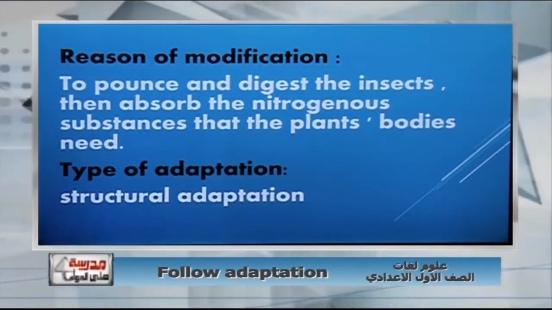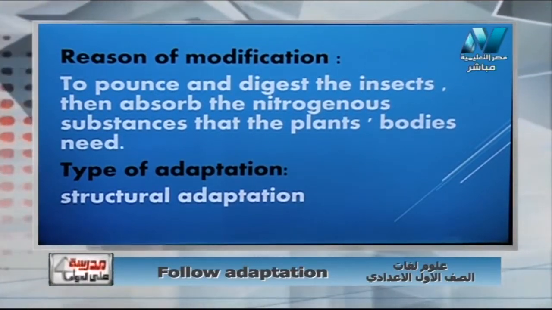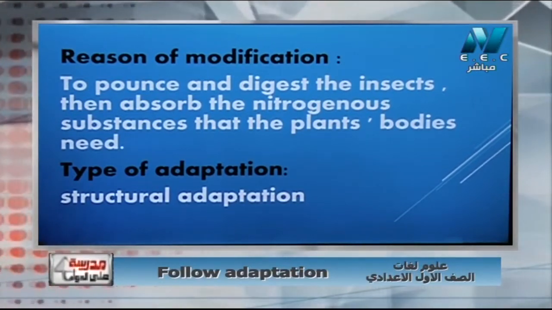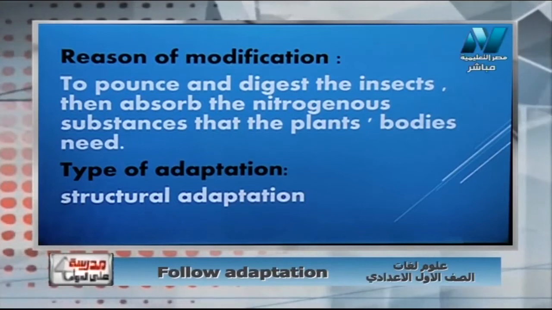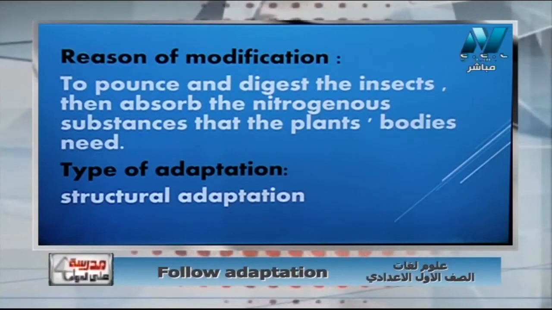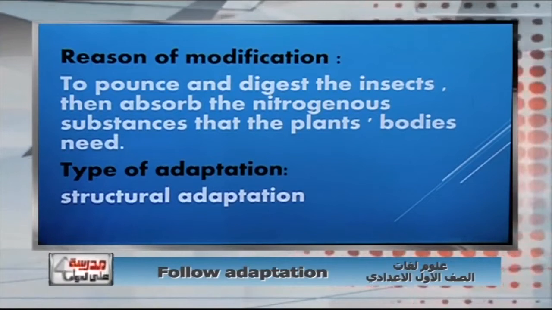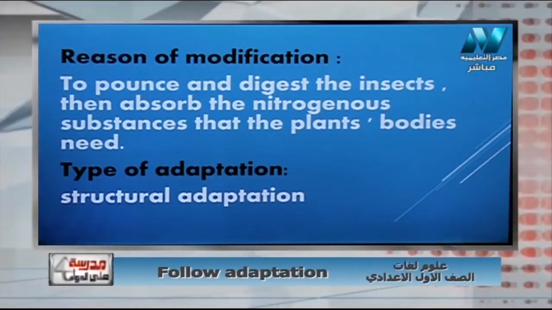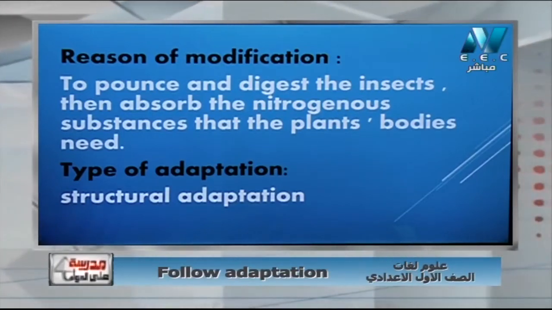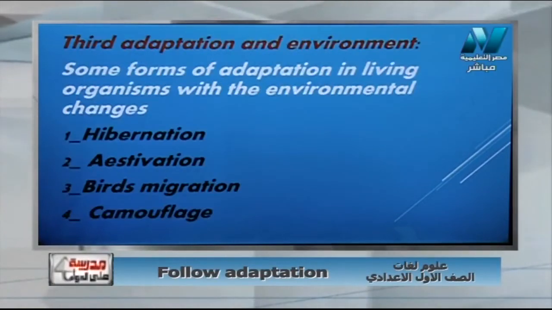Reasons for this type of modification, this type of adaptation: to bounce and digest the insects. Not all plants have this ability, just insectivorous ones. Reason: to bounce and digest the insects, then absorb the nitrogenous substances that the plant's bodies need. Why? To get protein. This type of adaptation is structural adaptation. You have to remember, my dear student, the types of adaptation: structural, biological, and behavioral.